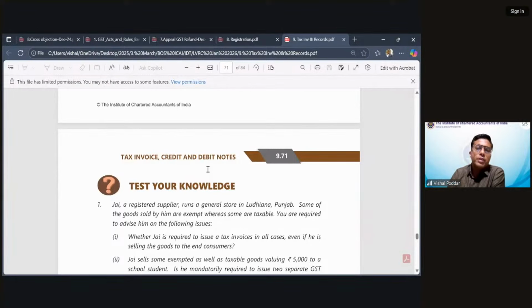So these are the pointers relating to tax invoice, debit note, credit note, right? Now we will take a 15 minutes break, and after the break, we will resume with the other topics for today's discussion.